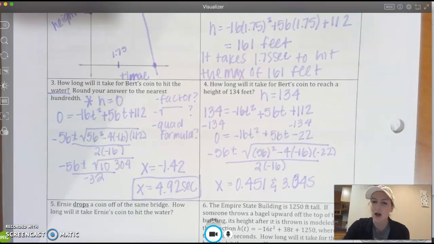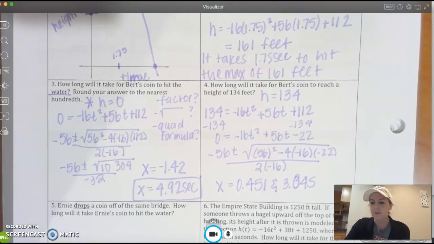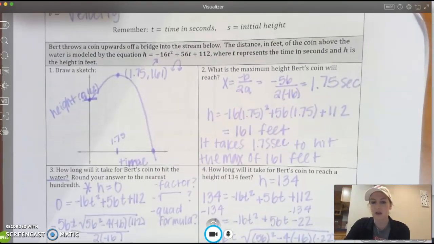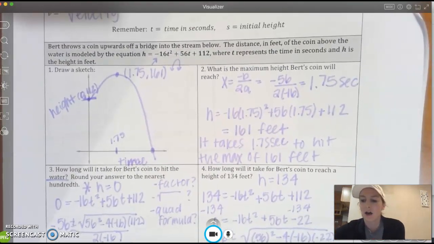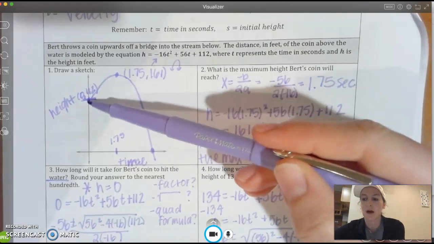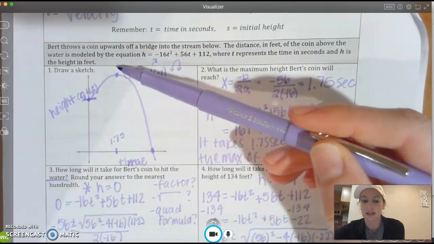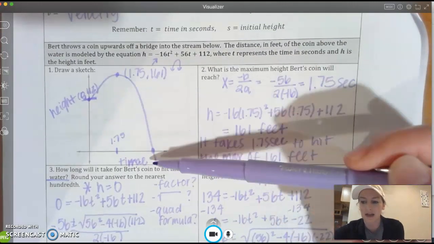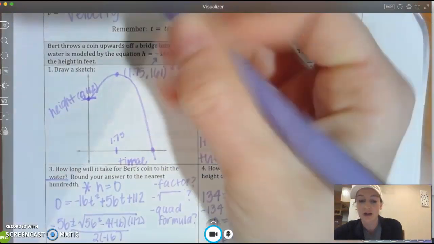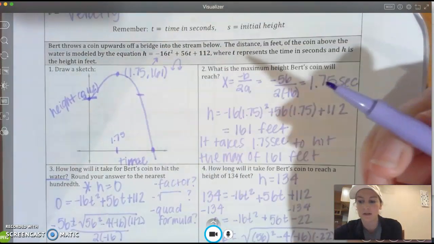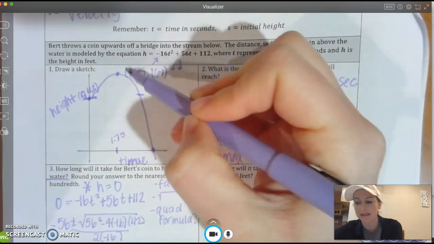Is it possible for me to hit 134 feet 2 times? Well, let's go back to our sketch here. We start at 112 feet. We go up to 161 feet, and then we go back down again. So we actually hit 112 feet 2 times, right? We hit it once when it's thrown and once when it's coming back down.